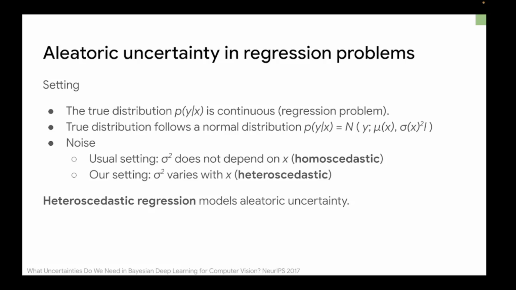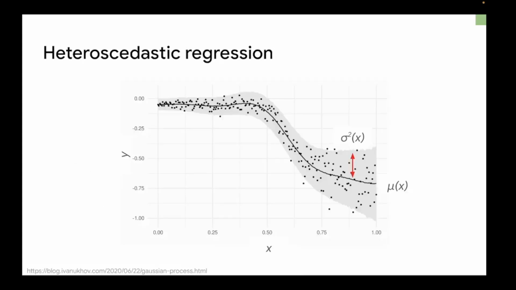Because if the noise is always the same across the whole input space, then there's no point in estimating the aleatoric uncertainty, because the uncertainty is anyways going to be the same everywhere. And if a quantity is always a constant, then you're not interested in the quantity anymore. So this is an example of heteroscedastic regression.